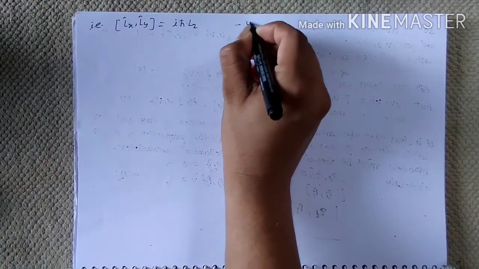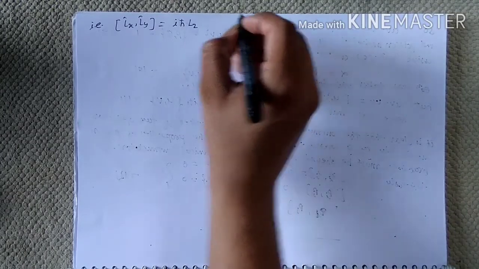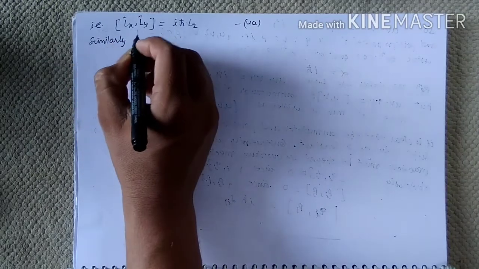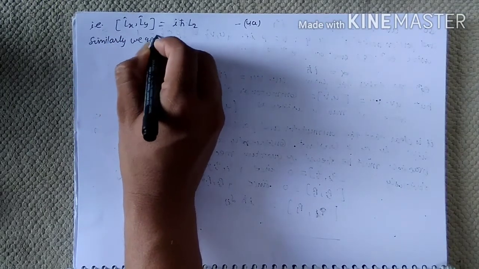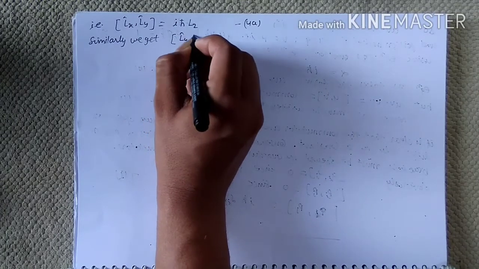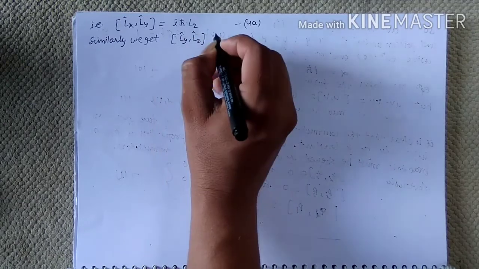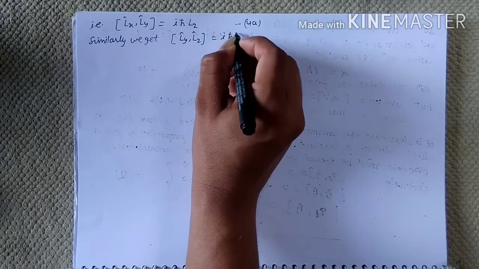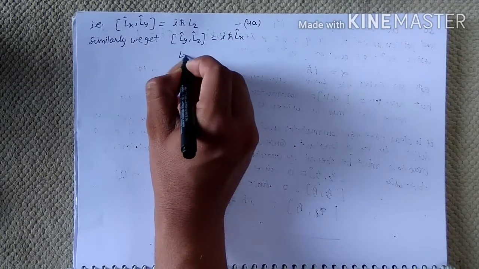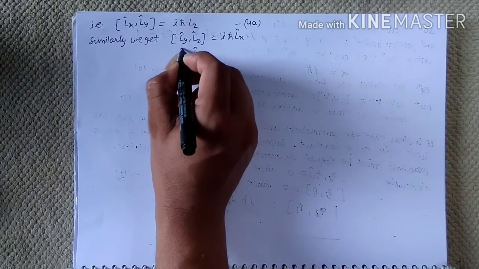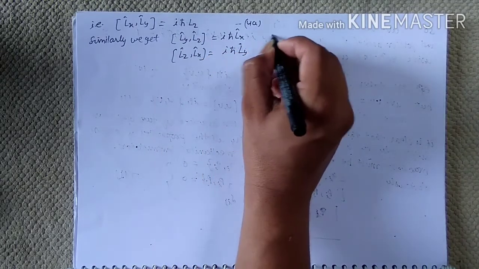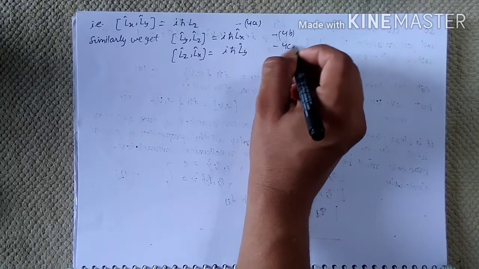This is equation 4a. Similarly, we get the commutator of Ly and Lz is equal to iota h cut Lx cap, and the commutator of Lz and Lx is equal to iota h cut Ly. Equation 4b, equation 4c.